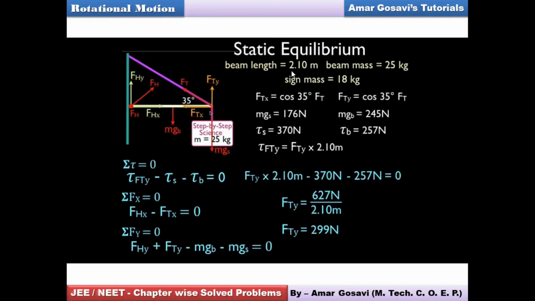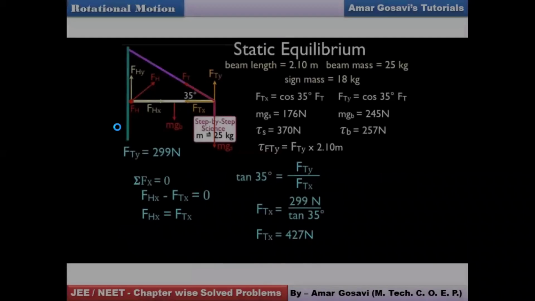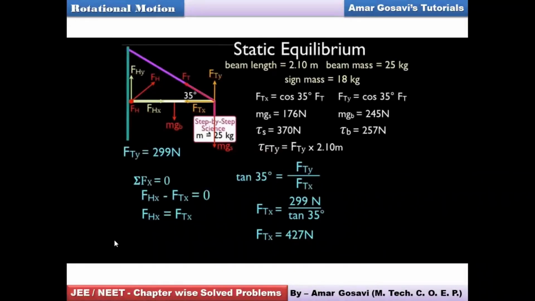So the first step was to find out Fty. Now, once you get Fty, friends, you put Fty over here. Mgb, mgs are known. One, two, three known, one unknown, so Fhy can be worked out. Find out Fhy from this. Okay, so let's move ahead. Before that, Fhx equal to Ftx.